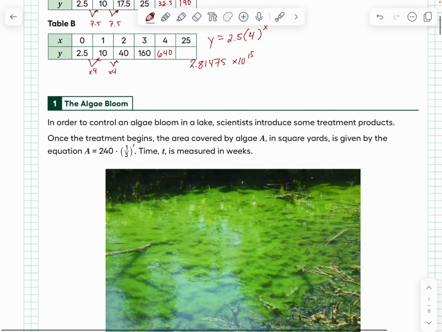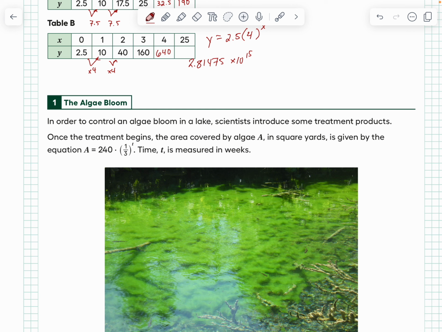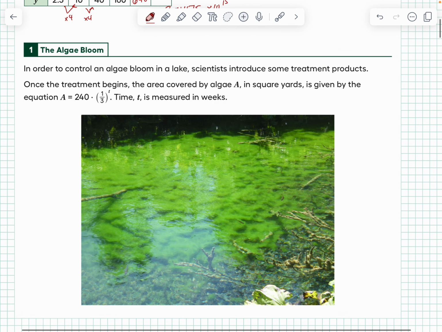All right, let's go through an example. This is actually a really good one. My wife's mother, my mother-in-law, actually has a lake, and she has to deal with algae in it all the time. In order to control algae bloom in a lake, scientists introduced some treatment products. Once the treatment begins, the area covered by the algae in square yards is given by this equation. A equals 240 times 1/3 to the power of t, where time is measured in weeks.